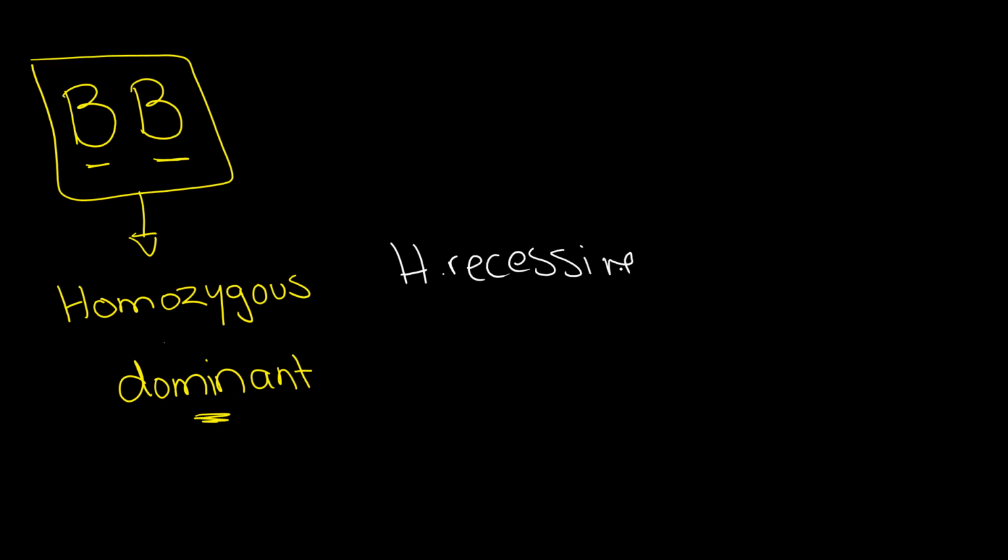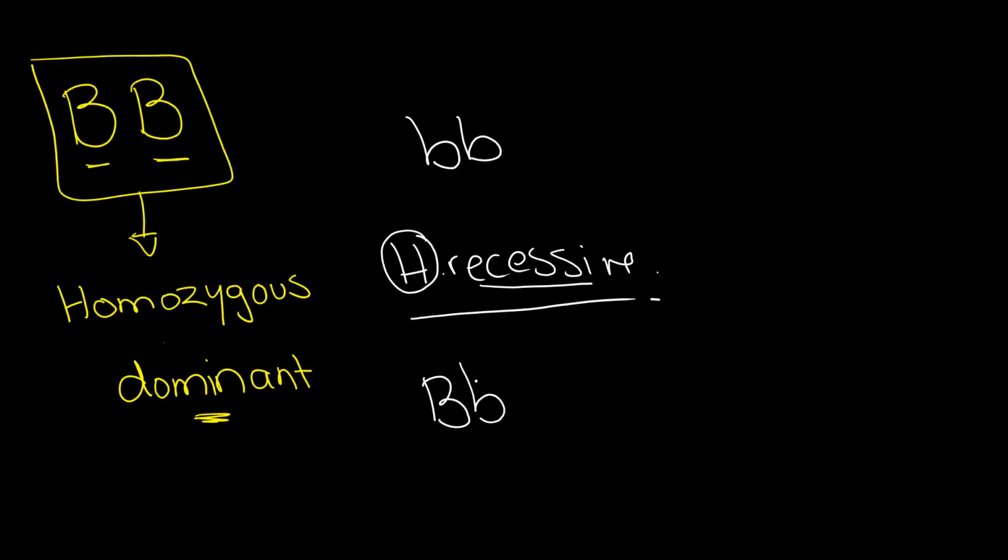Can you guess how the genotype will look if it is described as homozygous recessive? Two small letters. Very good, small b small b. Homozygous means the same, and recessive means it's a weak allele and it is represented by a small letter. Now, what if your genotype is capital B, small b? In other words, they are different. In biology, this genotype is known as heterozygous.